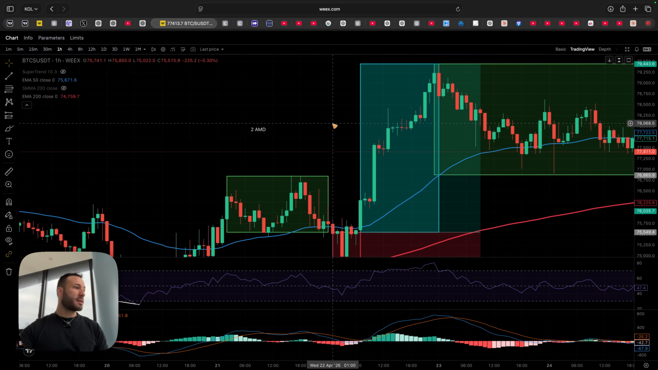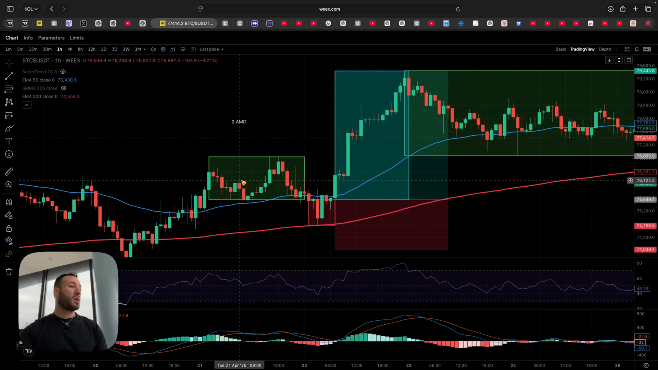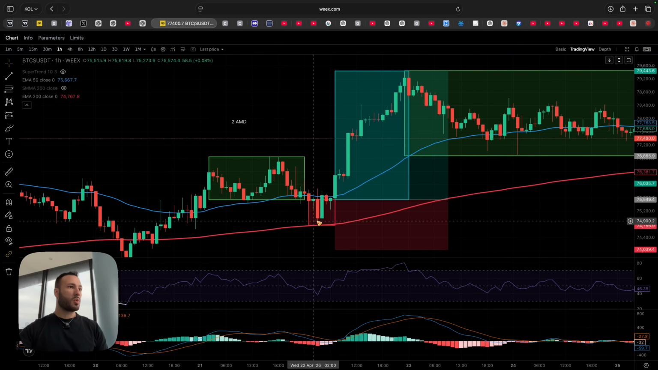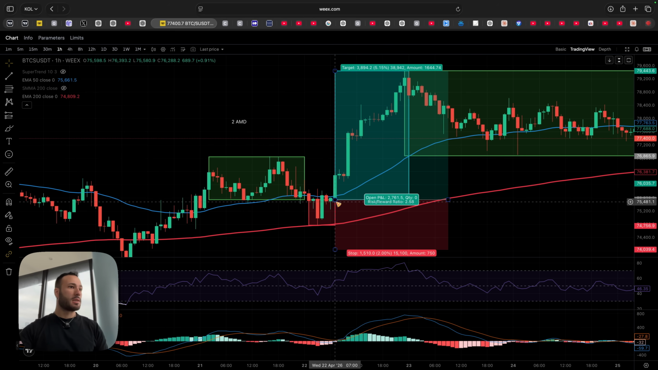Now let's look at other examples to confirm our thesis. Here's the exact same pattern repeating again. Accumulation, manipulation, and then distribution higher. Same liquidity sweep, same failed breakdown, same support reclaim, same bullish displacement. And once again, momentum expands aggressively upwards.